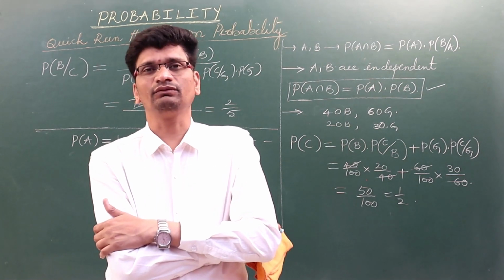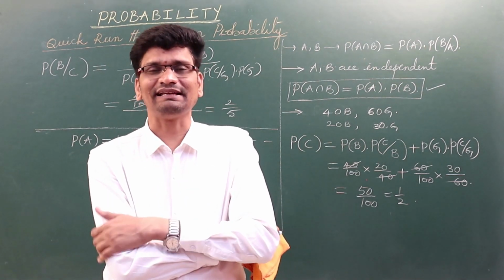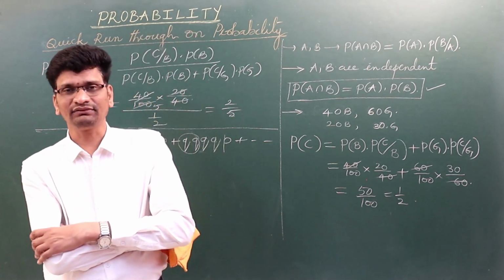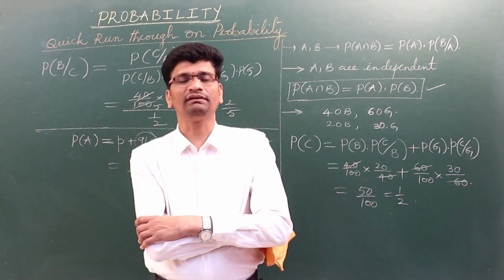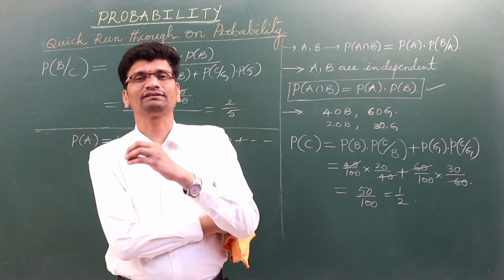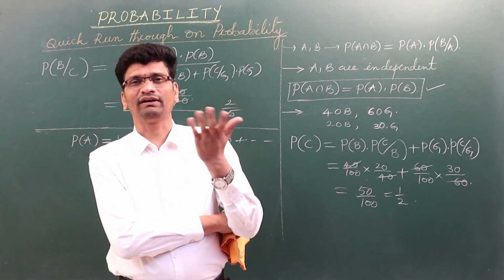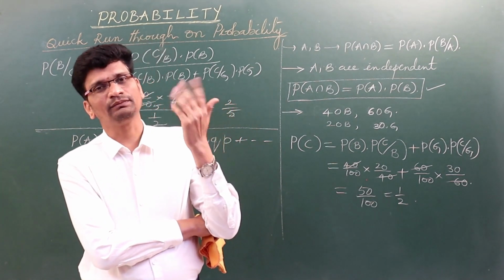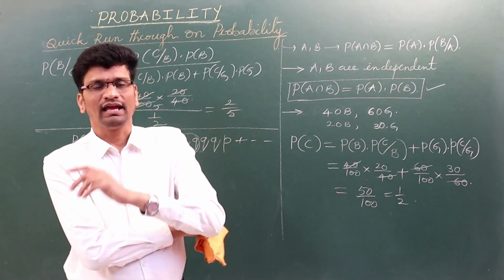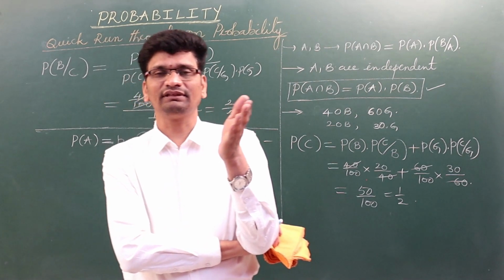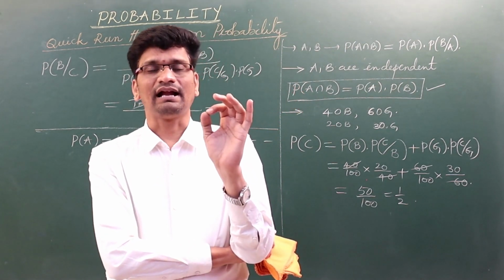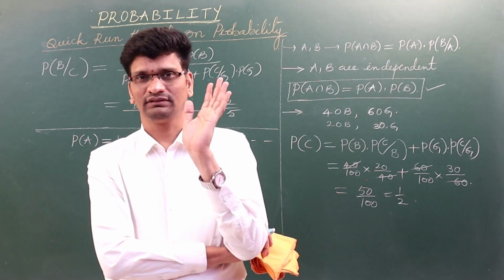For the coins model, we have only one formula, that is nCr by 2 power n. If a coin is tossed n times, then n(S) is equal to 2 power n. If a coin is tossed 3 times, 2 cube; 5 times, 2 power 5; 10 times, 2 power 10; n times, 2 power n. Now, a coin is tossed n times, then the probability of getting small r heads and the remaining are tails.